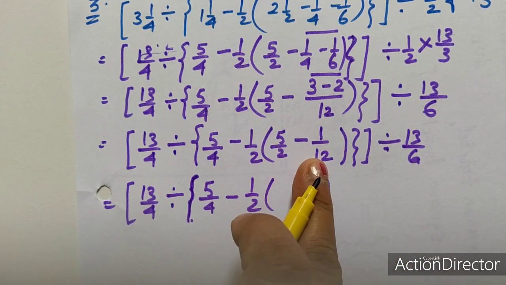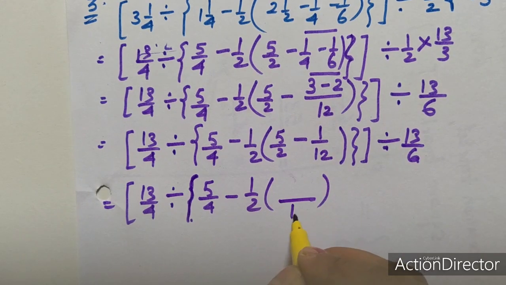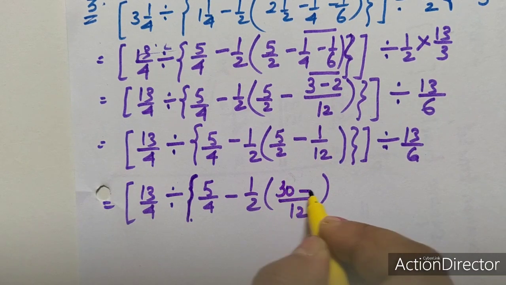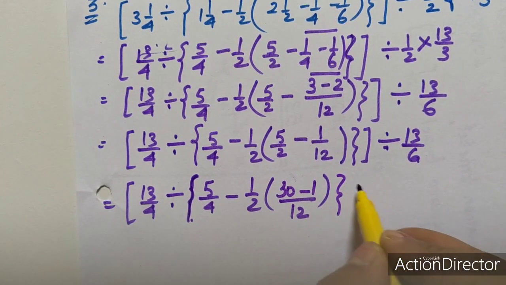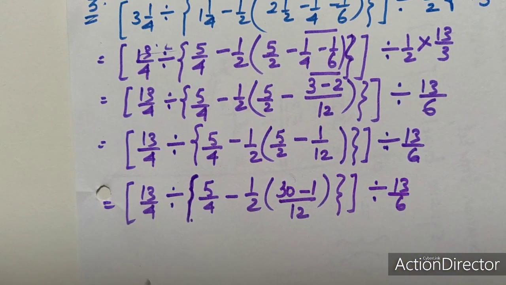We have two different numbers here. Take the LCM and make it 1. So 2 and 12, the LCM is 12. 2 6s are 12, 6 5s are 30. So this is 30 and this is 1. Now curly bracket, square bracket, divided by 13 by 6.